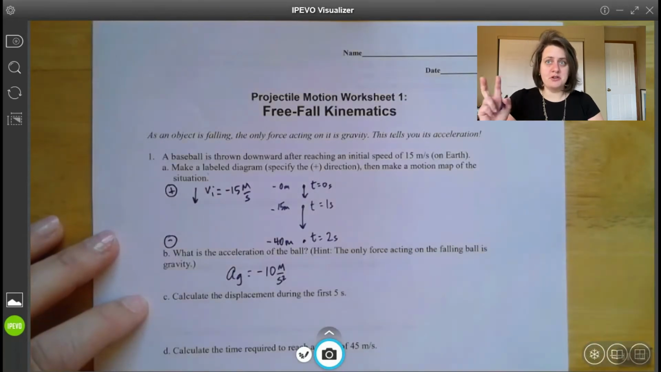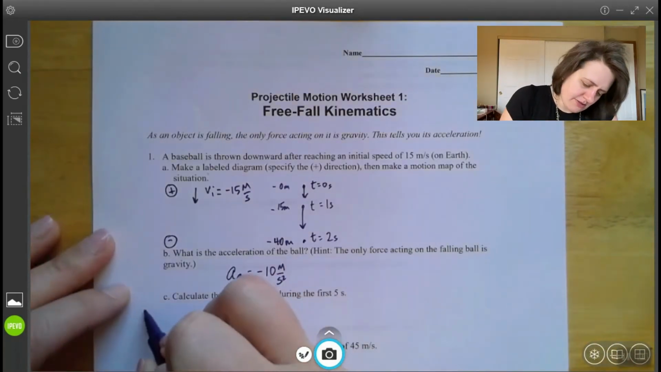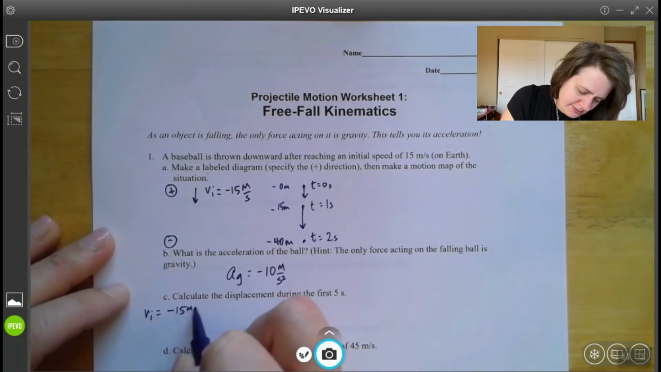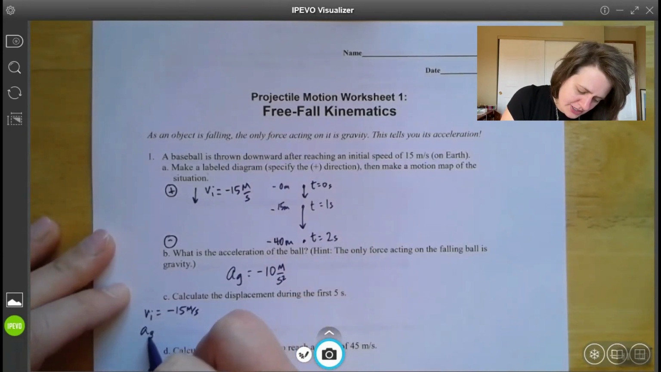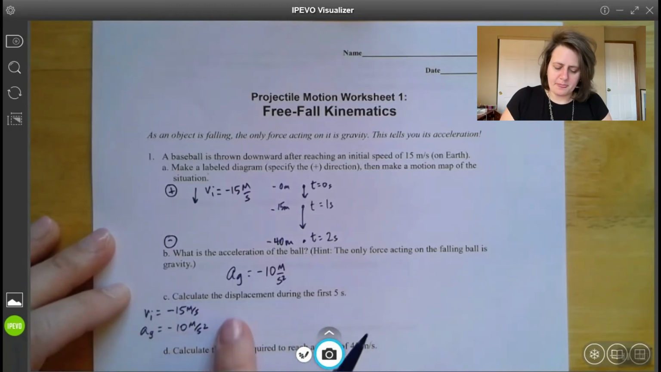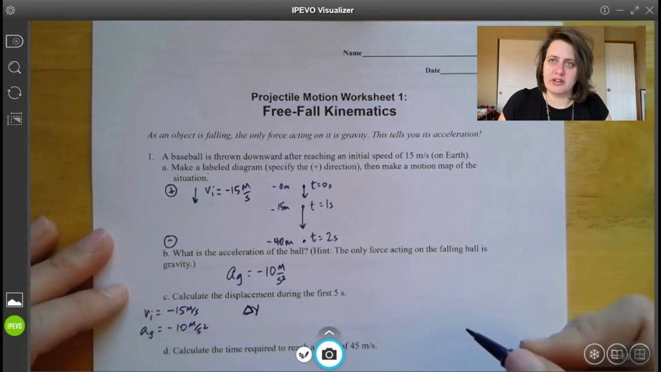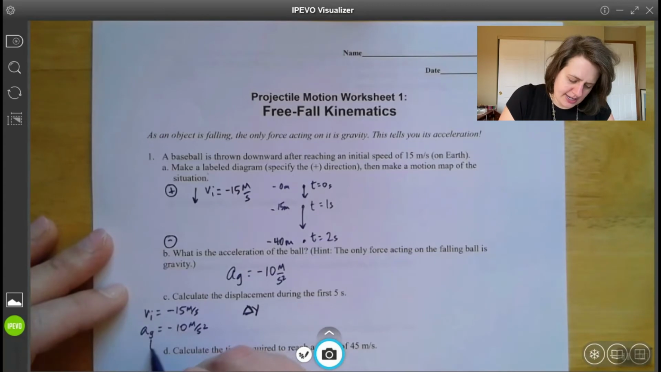Next, we have to do a calculation. So we know 2 things so far. We know that our initial velocity is equal to minus 15 meters per second, and we know that our acceleration due to gravity is minus 10 meters per second squared. We're asked to calculate the displacement, which is our delta y, our change in our vertical position, in the first 5 seconds.